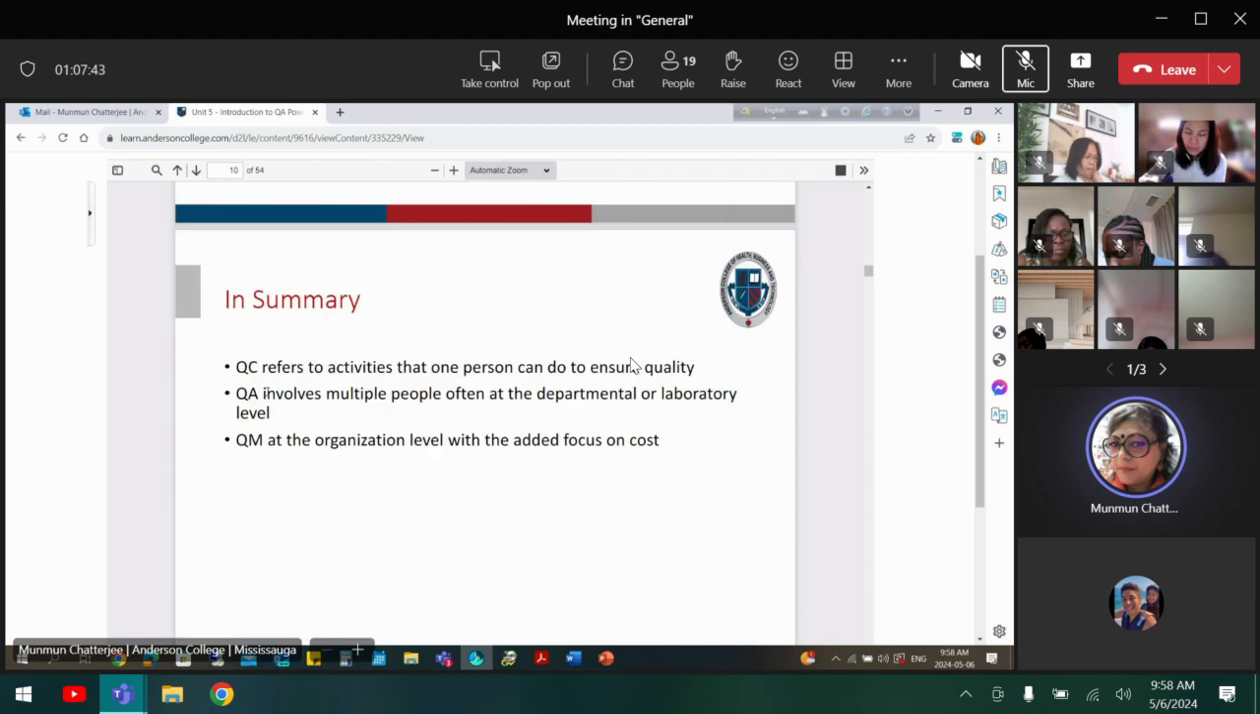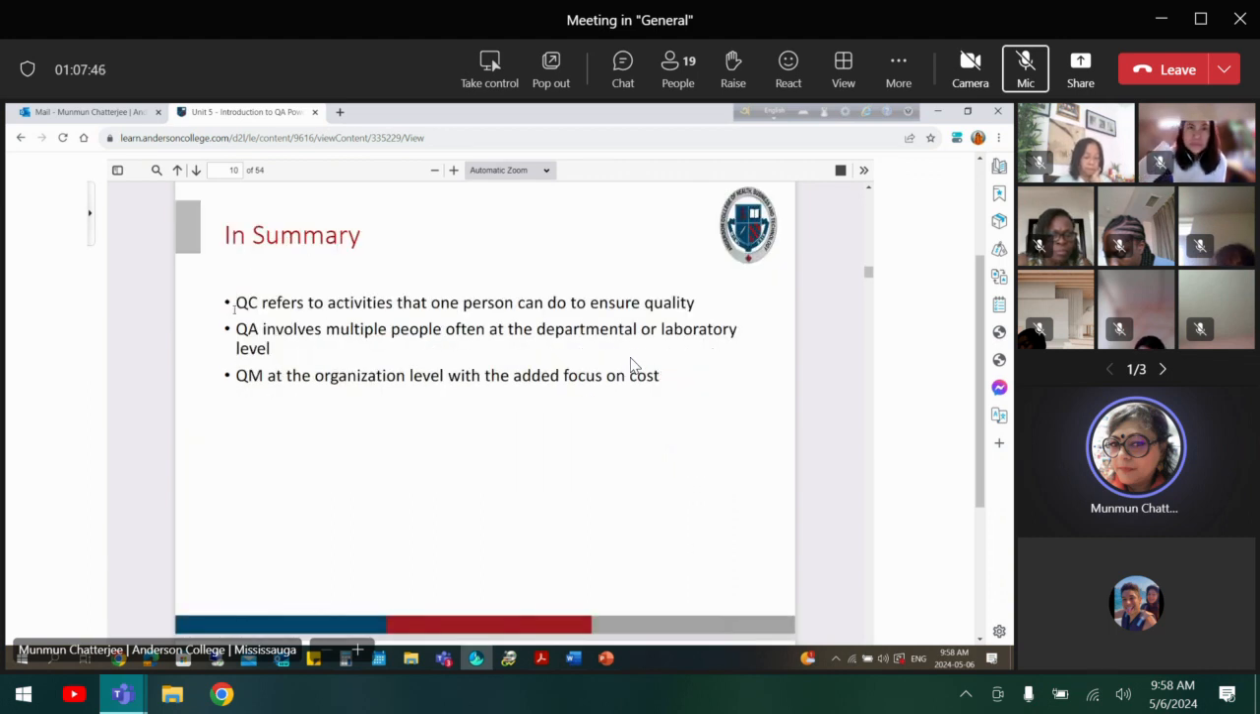So these are the three important notes for quality control. Quality control is the activity that one person can do to ensure quality in the lab. Quality assurance involves the department or laboratory level. This may be the hematology laboratory, or the chemistry laboratory, or if it is a small lab, the department, such as the hematology department or the blood bank transfusion department, where multiple people are involved. So it's a department level.